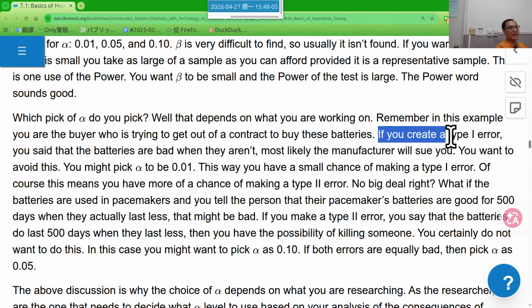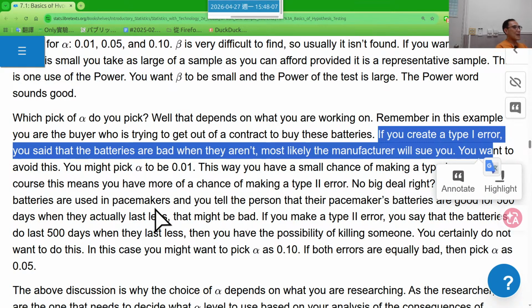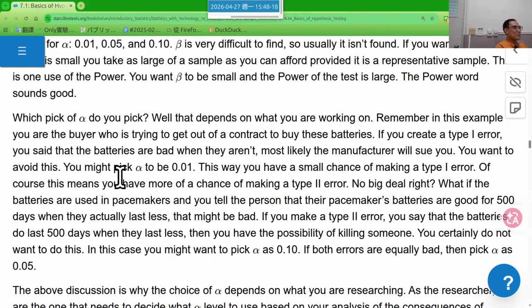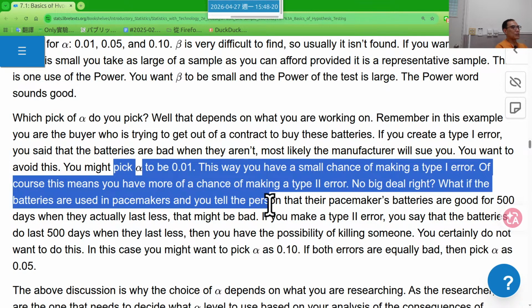You create a type 1 error. You said the batteries are bad, but they are not so bad. Most likely, the manufacturer will sue you. Wow. Okay, and you won't avoid this. You might pick up the alpha to 0.01. This way, you have a small chance of making the type 1 error.